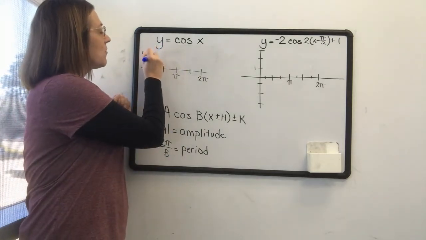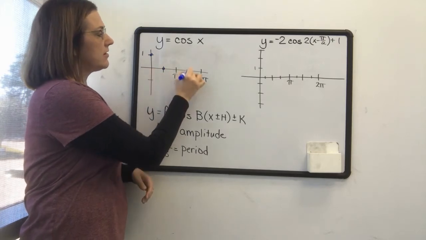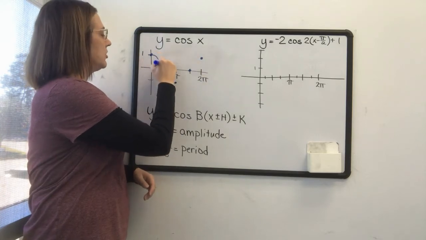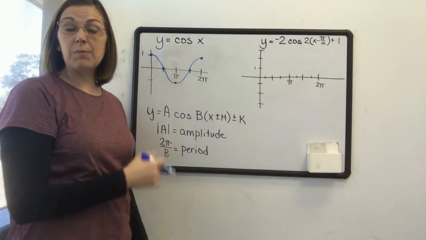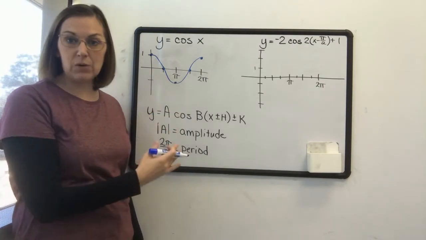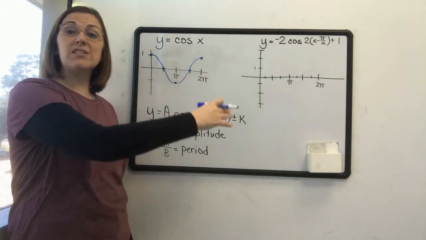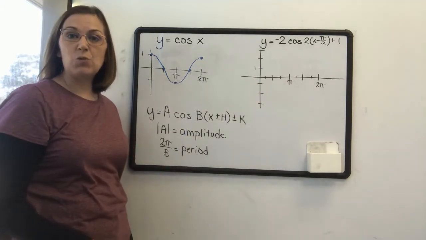They are (0, 1), (pi over 2, 0), (pi, -1), (3 pi over 2, 0), and (2 pi, 1). So we get this sinusoidal curve that is cosine. Now remember, we're only looking at one period or one cycle of the graph. And so if we were to continue drawing, of course, we would make this wave continue on.